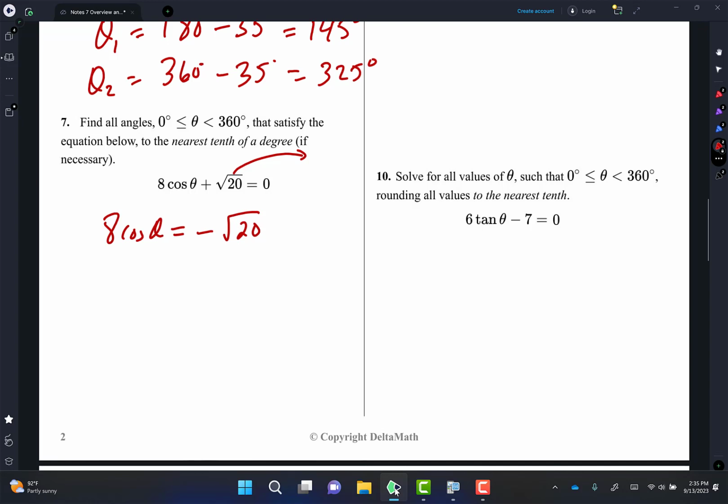Yeah, just subtract. Next, I have a product, 8 times cosine theta. How do I get rid of the 8? Divide. So I'm going to have cosine theta is equal to negative square root of 20 over 8. Are we okay so far?